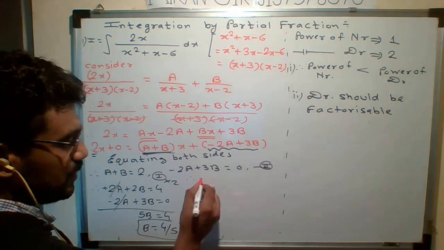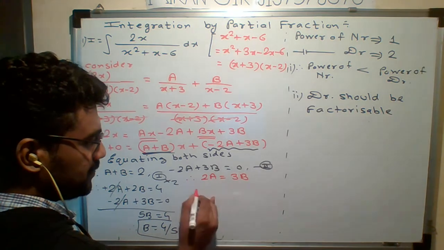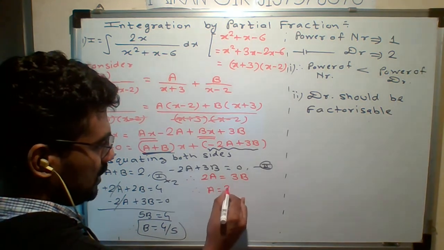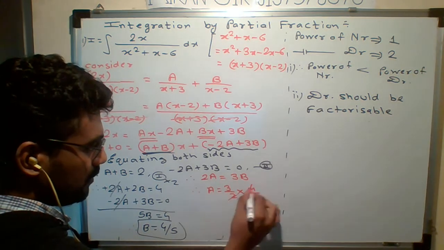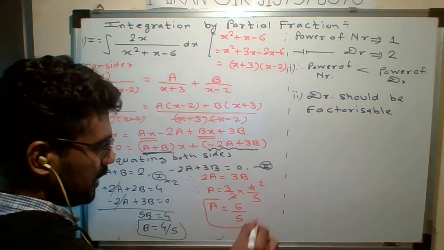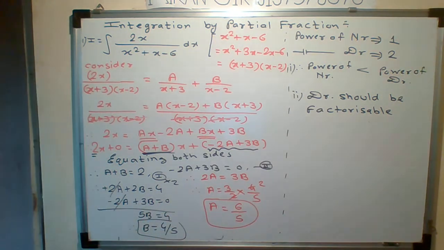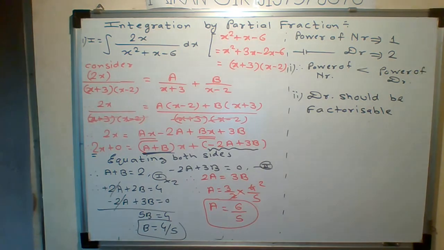Once you get b equals 4 upon 5, we need the value of a. What will be a from here? 2a equals 3b, so 3 by 2 comes here, and the value of b is 4 upon 5. So the final will be 6 upon 5. We got a. Don't worry, I will explain it again. This is very easy, simple mathematics: solving two equations simultaneously.